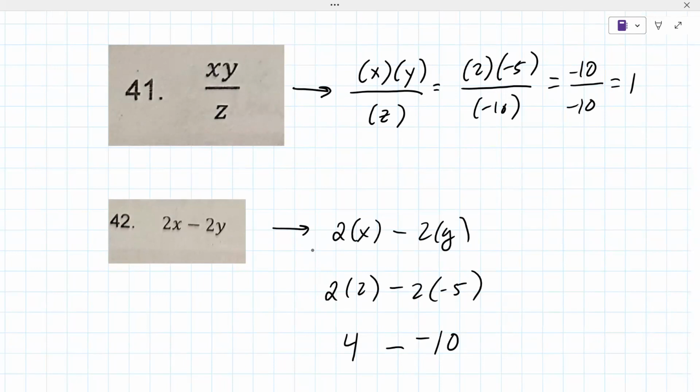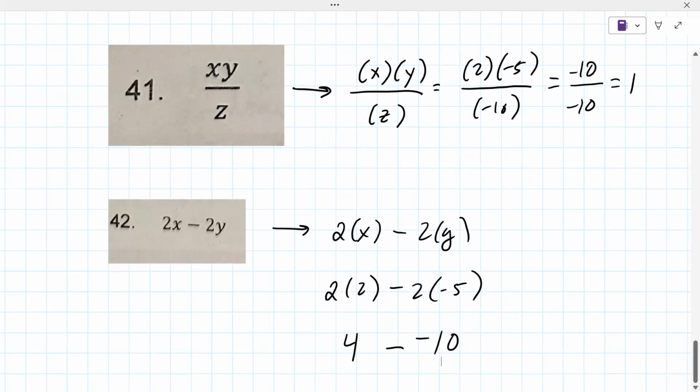What you said is different than the way it's written. The order matters here. 2 times negative 5 is negative 10. The 4 has to come first. 4 minus negative 10. Yeah, that's what I put on my paper, I just didn't say it.